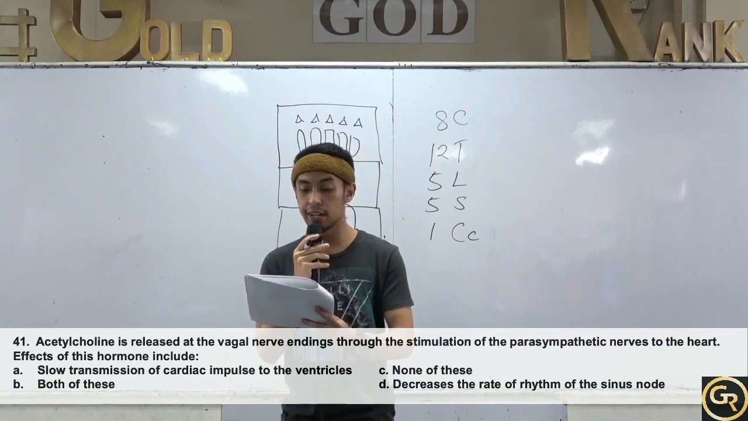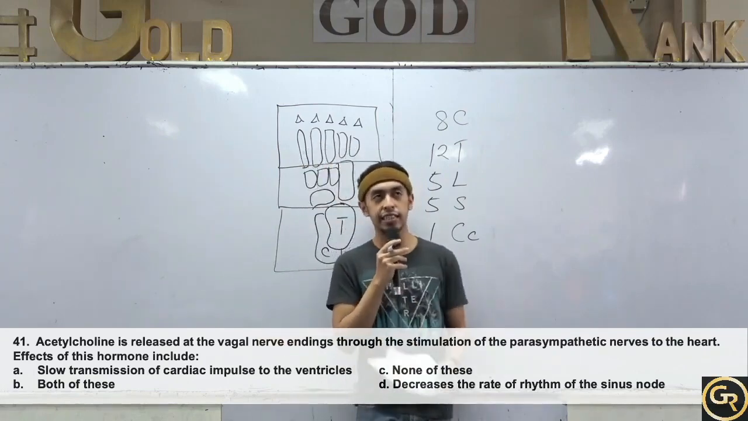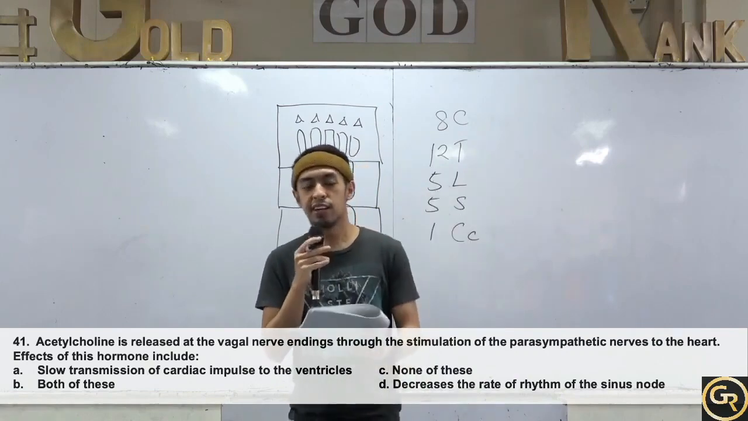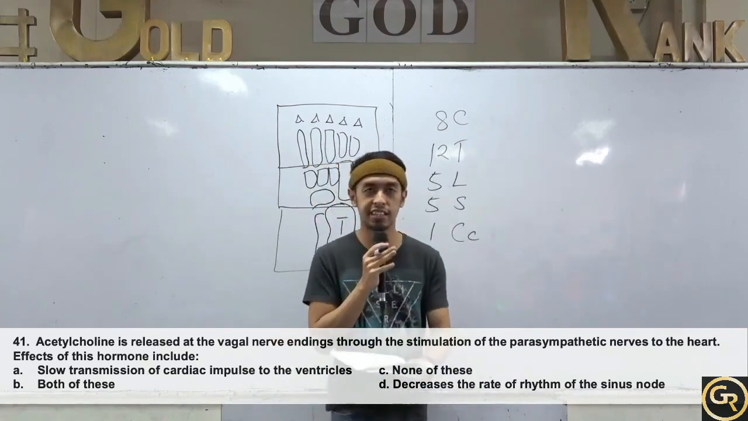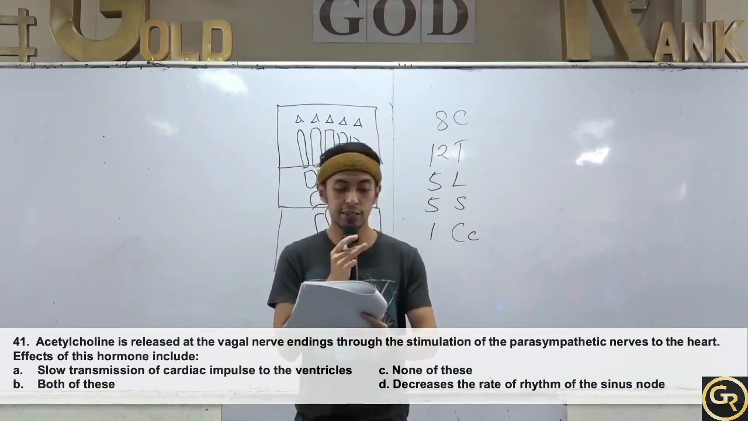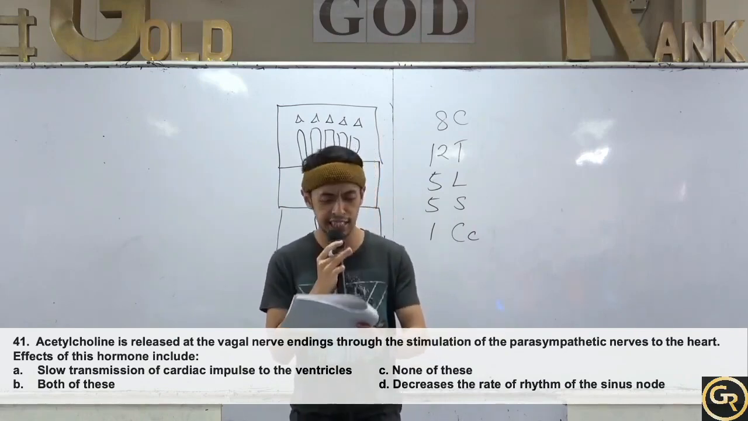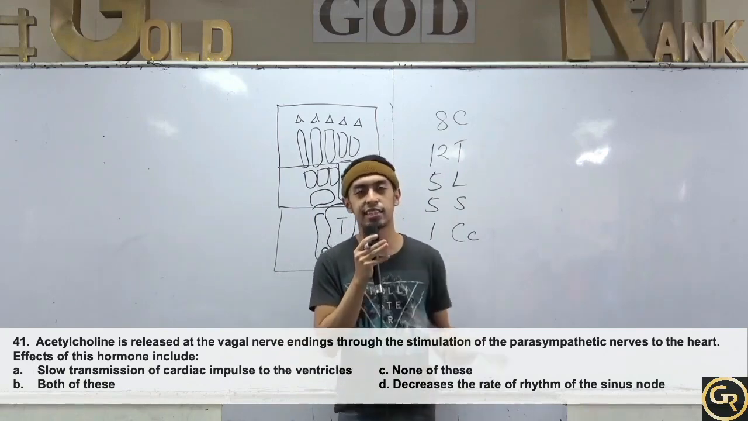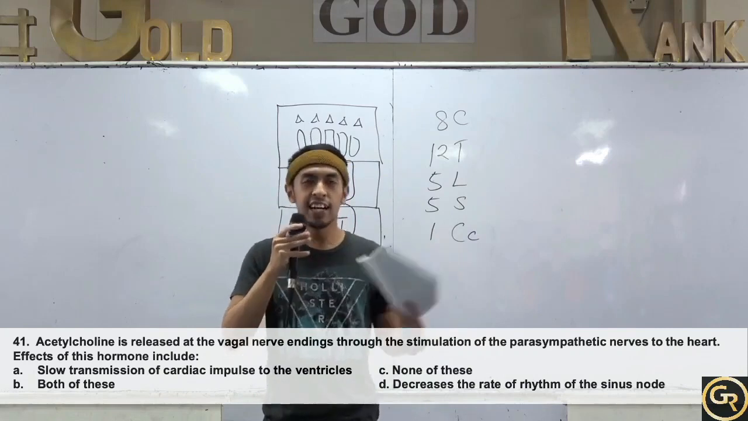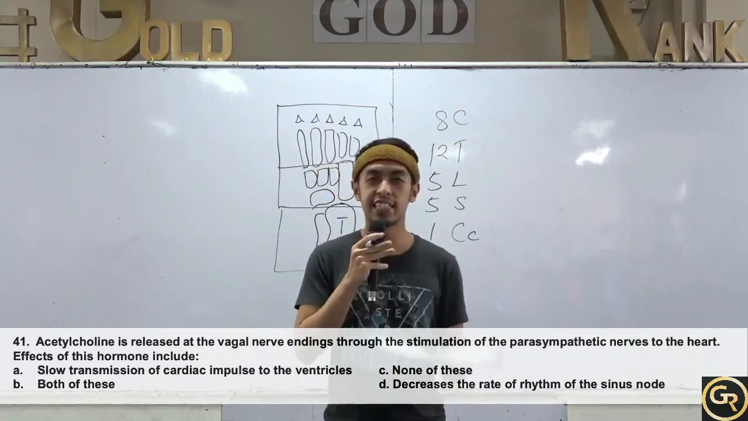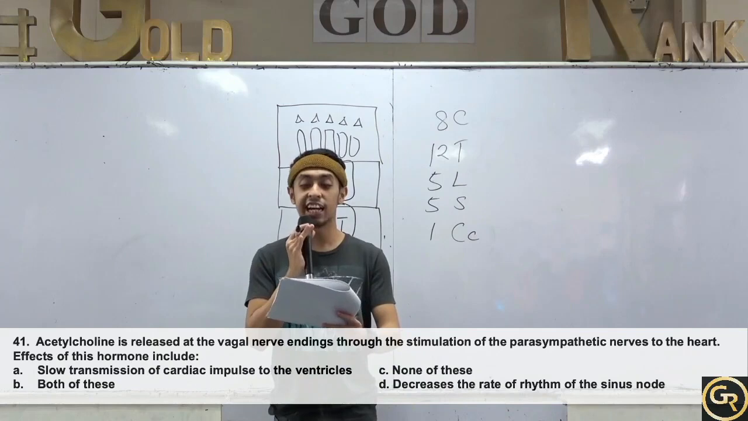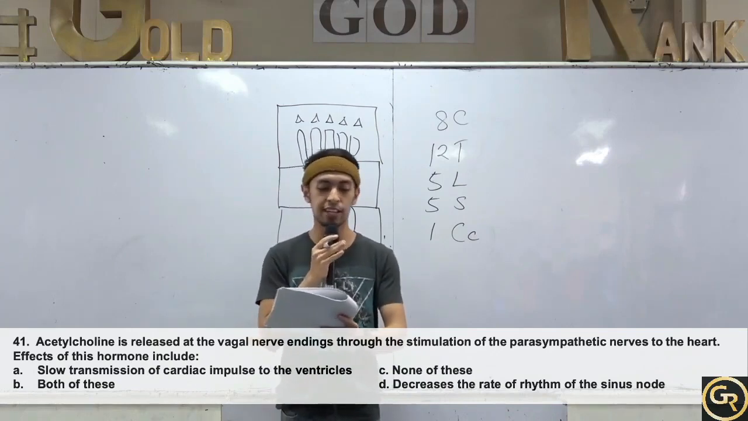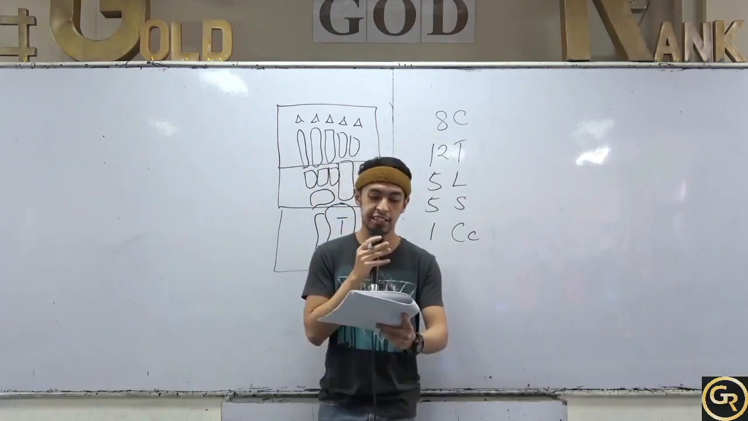Effects of this hormone include, okay guys, if this is parasympathetic in nature, what would be the response of our body if it's parasympathetic stimulation? A, slow transmission of cardiac impulse to the ventricles. Yes, it slows down. D, decreases the rate of rhythm of the sinus node. Yes, the delivery of impulses from your SA node also slows down. Okay? So both of these. Number 41, it's both of these.